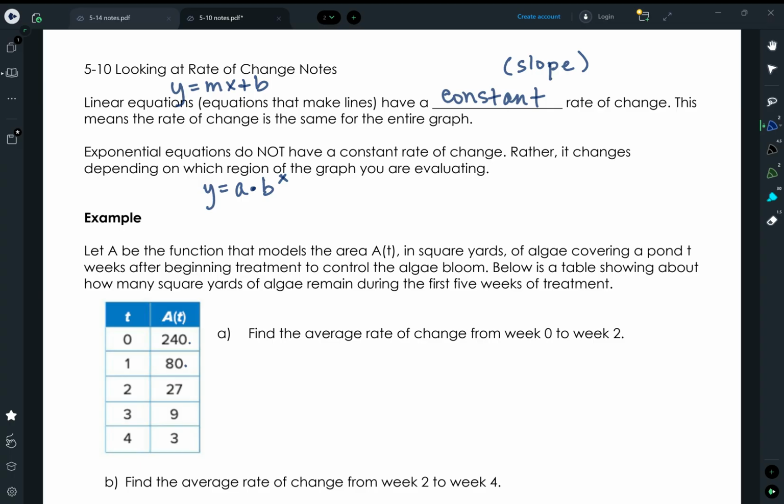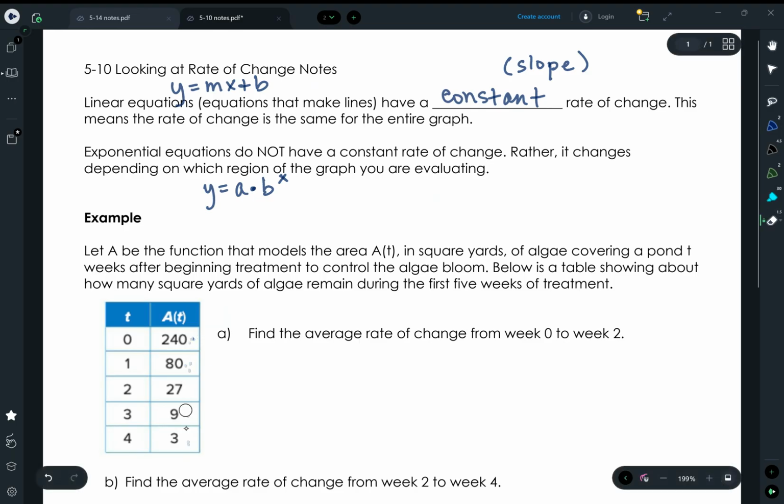So I know that you and I can look at this and we can say, wow, right away it's dropping from 240 to 80. That's really a big drop. And then later on from week 3 to week 4, it's only dropping by like 6 square yards. That's not as much. But finding our average rate of change is going to give us a better, more mathy way to talk about that.